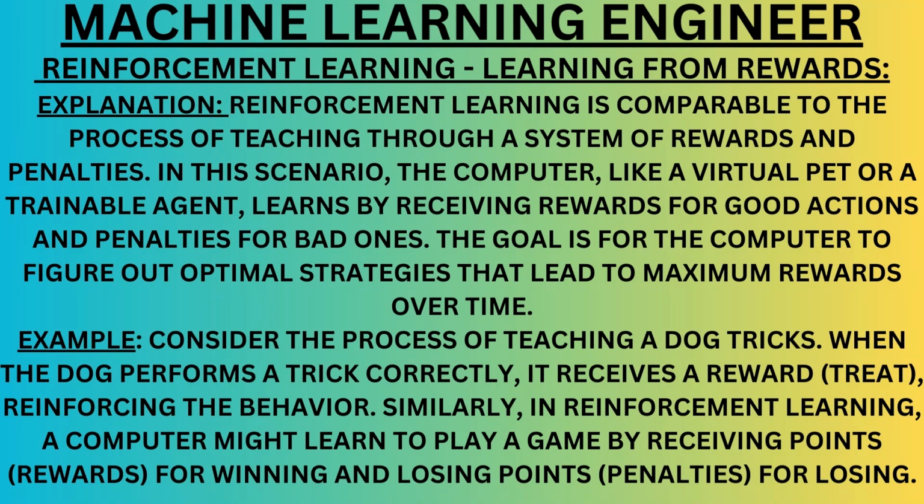Example: consider the process of teaching a dog tricks. When the dog performs a trick correctly, it receives a reward, a treat, reinforcing the behavior. Similarly, in reinforcement learning, a computer might learn to play a game by receiving points (rewards) for winning and losing points (penalties) for losing.